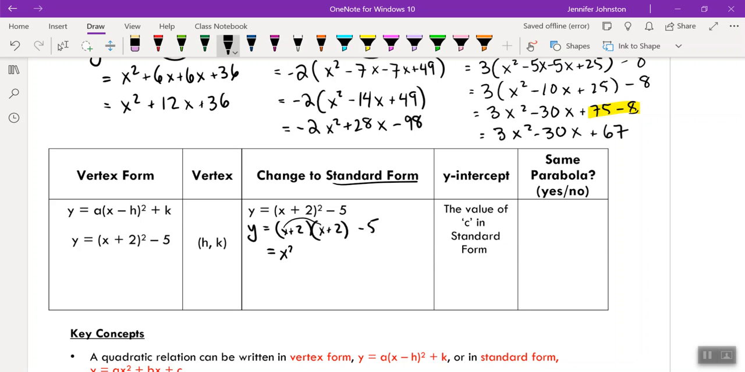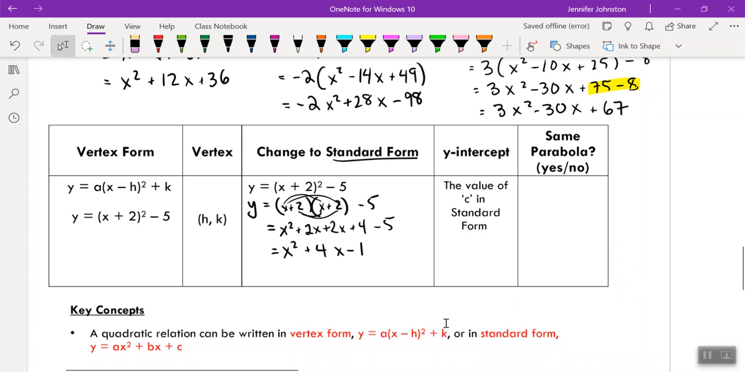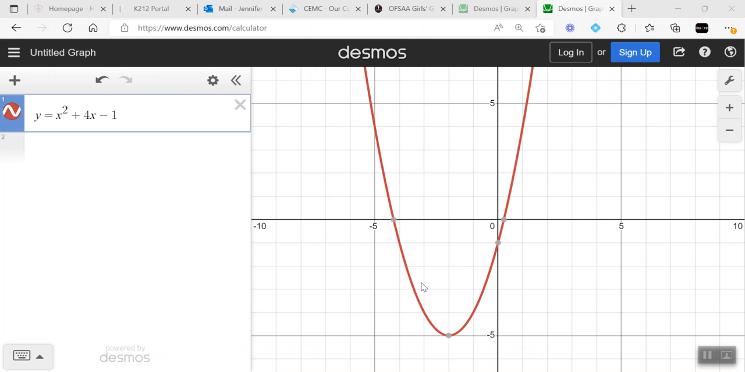So this is just x squared plus 2x plus 2x. See how the middle term was always the same here? Because there's 2 of them. All right, so we've got x squared plus 4x minus 1. Okay. And then we're going to go graph this and see what it looks like. Right, so this is the graph, and we've got x squared plus 4x minus 1.